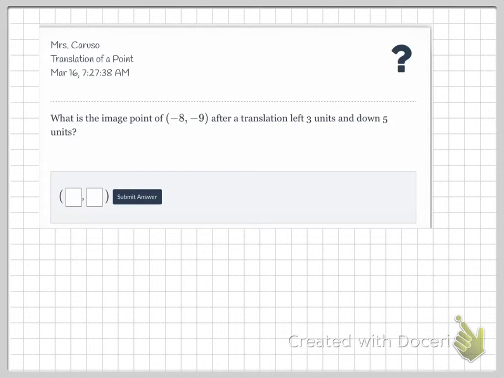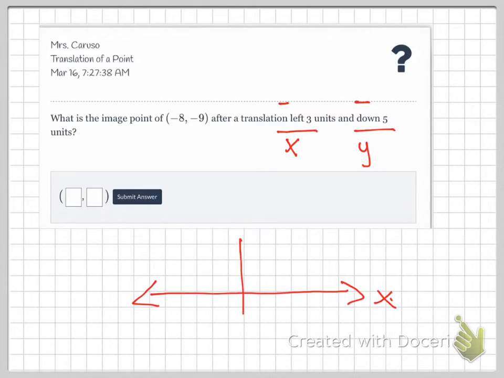Okay, we have: what is the image point of negative 8, negative 9 after a translation left 3 and down 5? So left is negative, down is negative. They're giving it to us x-axis first, because left and right is your horizontal shift. Up and down is your vertical shift. Just to show you again, side to side is your x, up and down is your y.